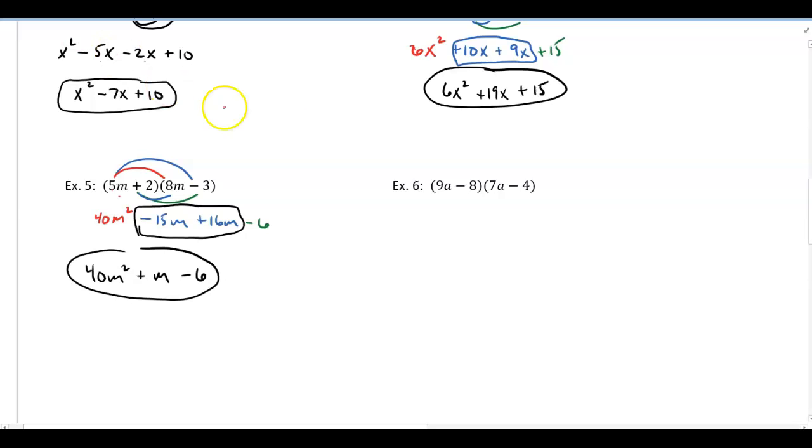Okay? And finally, keep track of signs, be organized. 9a times 7a. 9 times 7 is 63. a times a is a squared. 9a times negative 4 is minus 36a. Negative 8 times 7a is minus 56a. And then negative 8 times negative 4 is plus 32. And now, 63a squared is going to give you minus 92a plus 32.